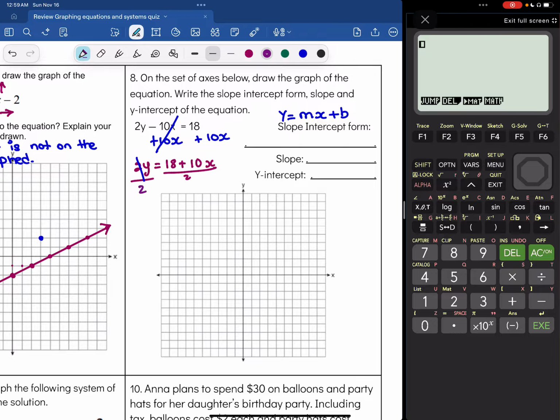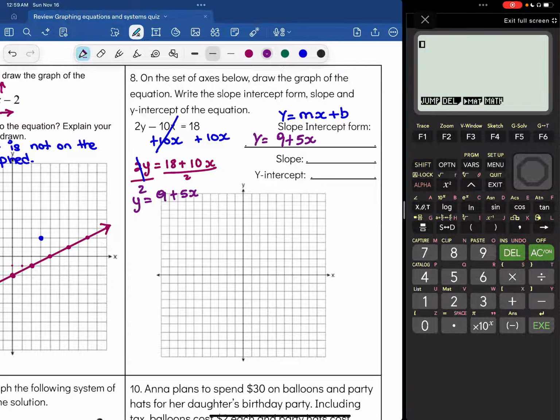All right, so we're going to have y is equal to 9 plus 5x, right? 18 divided by 2 is just 9. That's how I'm getting that 9. And then 10 divided by 2 is 5, and we keep the x. Okay, so where they asked us to write the slope-intercept form, this is the equation in slope-intercept form. So y equals 9 plus 5x.